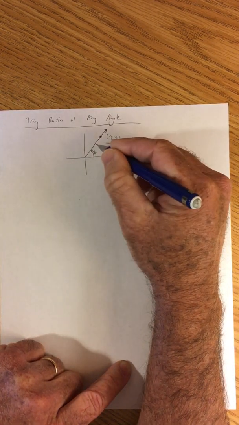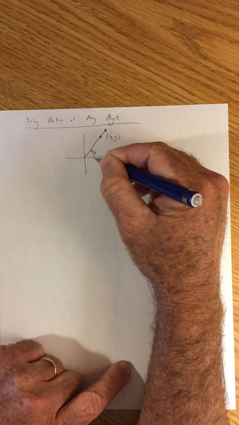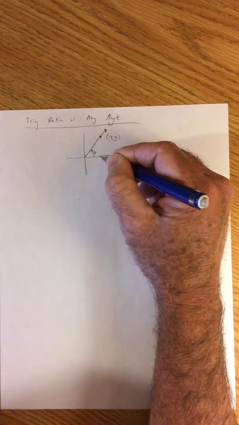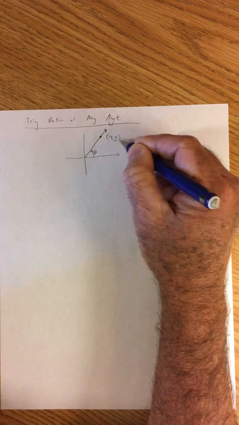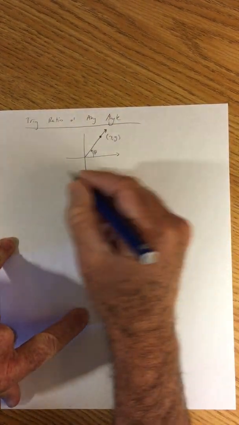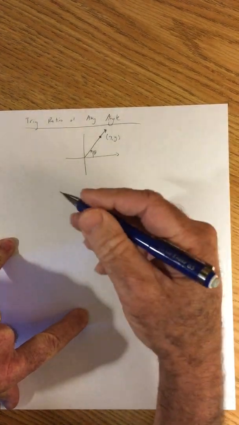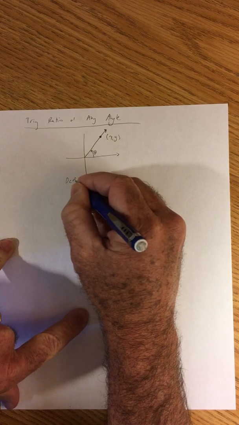Okay, so what we're going to do is find the trigonometric ratios, all 6 trig ratios of this angle based on that information. Okay, and I'm going to write down a couple definitions, and these are in the book, and you can't see them in the book because you don't have books, but these are the definitions.